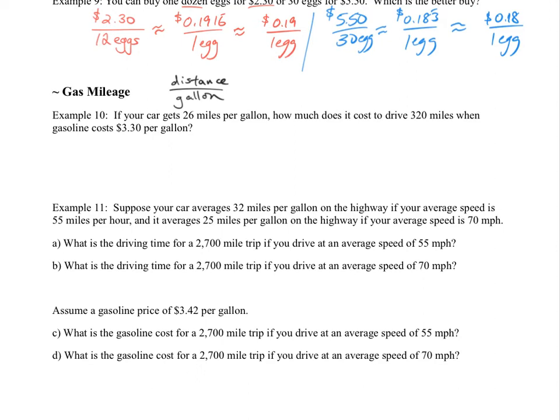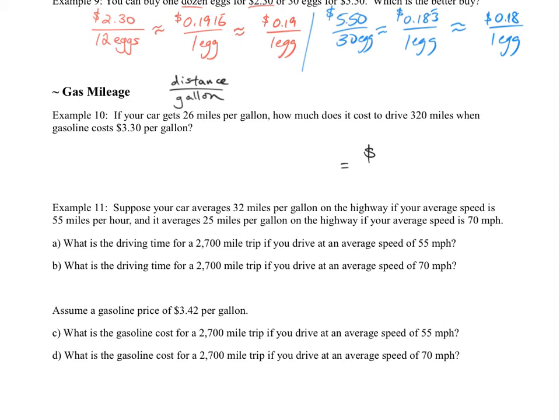All right. So example 10, if your car gets 26 miles per gallon, how much does it cost to drive 320 miles when gasoline costs $3.30 per gallon? So, what are we trying to figure out? How much does it cost? So, way over here, I just want cost or dollars. So, what do we know? We know that we can drive 26 miles per gallon and that we have to drive 320 miles and that we know it's this much per gallon. Oh my goodness, that's a lot to keep track of.